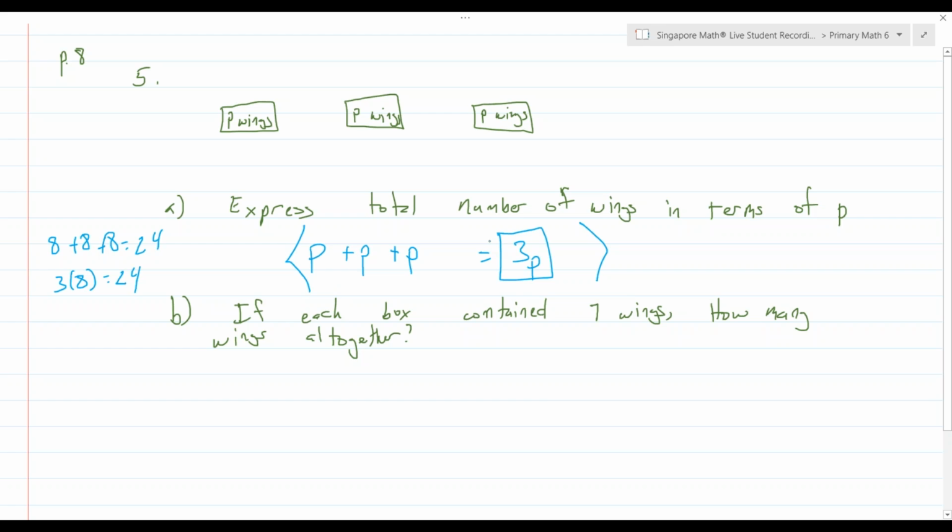Part B says, if each box contained 7 wings, how many wings are there altogether? Well, we said that all the wings altogether, I should start by writing 3P, we've said there are 3P wings altogether, and they're telling us P is 7, because there are 7 wings in each box, so 3 times 7 is 21 wings altogether.